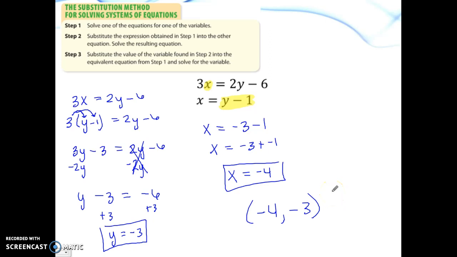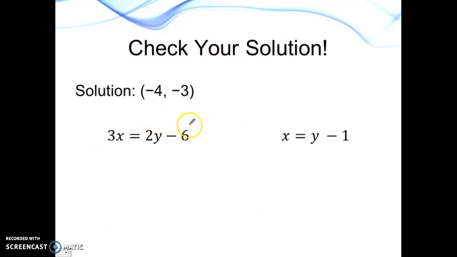Because these two equations intersect at the same point. The solution to both is when x is negative 4 and y is negative 3. And again, it is good practice to check your work just to make sure you have the correct solution.